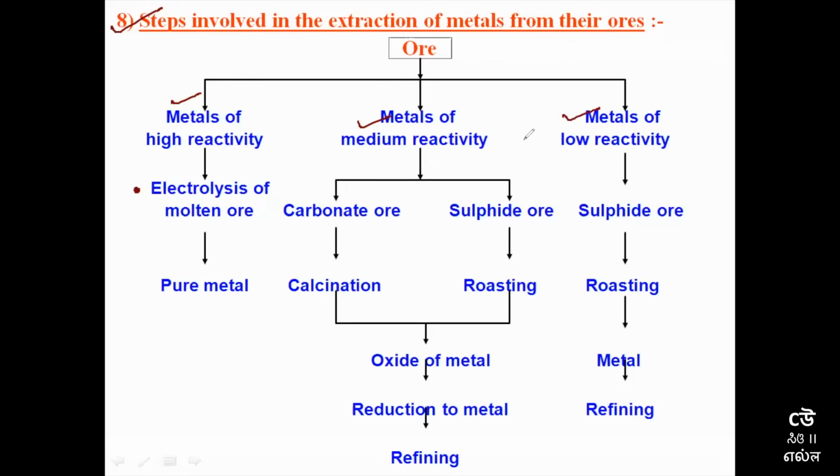Next is metals of medium reactivity. In case of metals of medium reactivity, we have carbonate ore and sulfide ore. If we get a carbonate ore, calcination is the process that we have to perform. On the other hand, if we get a sulfide ore, roasting is what we have to perform. In both cases, oxides of metal will be obtained, reduction of metal will be done, and then refining. Here we have our last category, which is metals of low reactivity. Here we get sulfide ore. Again, the same thing as in the second case: in case of sulfide ore, roasting is performed, then we get the metal, and at the end of it, refining is done.